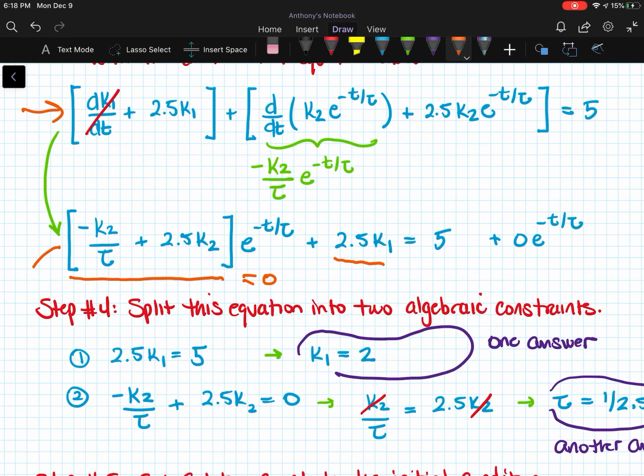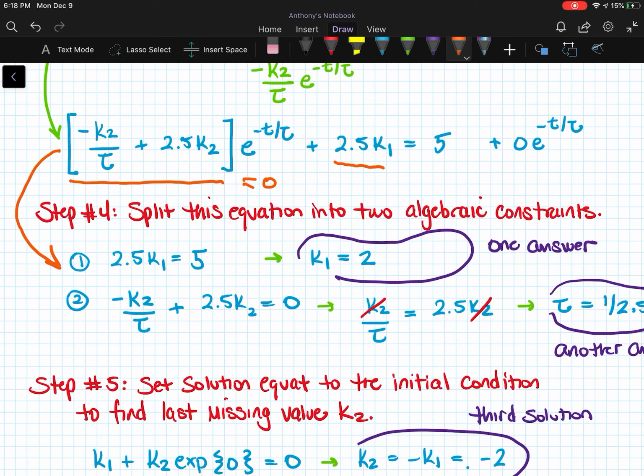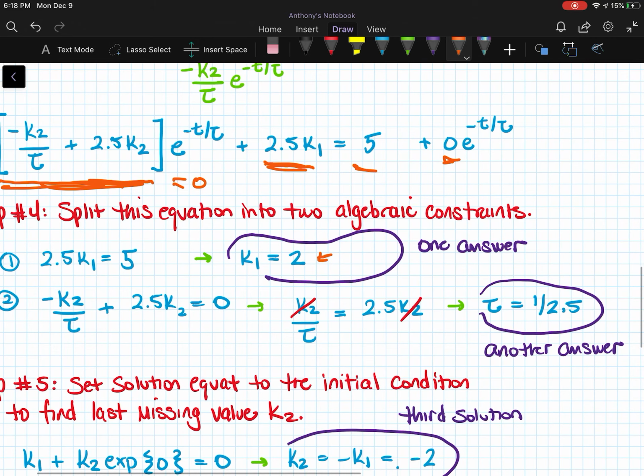So we take that, and that turns into our two algebraic constraints. One, again, is that 2.5 K1 must be equal to 5. The second is that the coefficient of e to the negative t over tau must be equal to 0. So we take these two, 1 and 2, we solve them, and we get a value of K1 equals 2. We also get a value of tau equals 1 over 2.5.